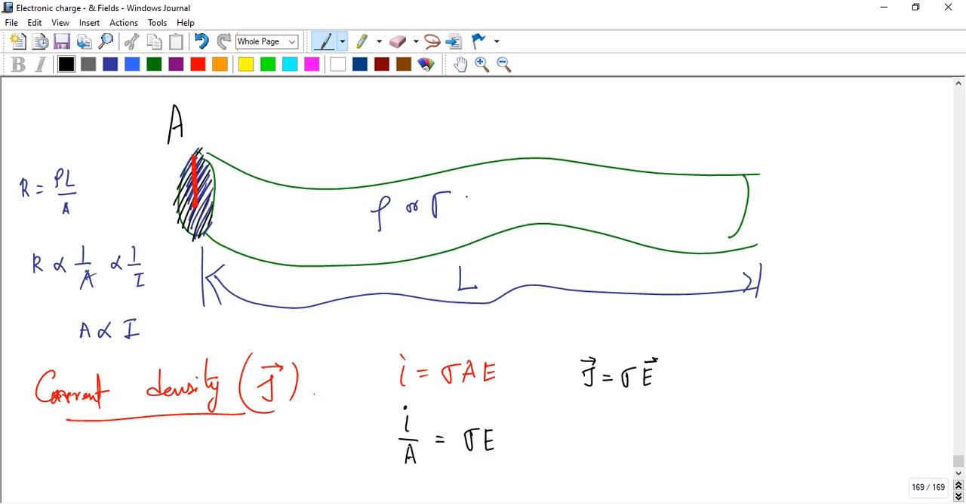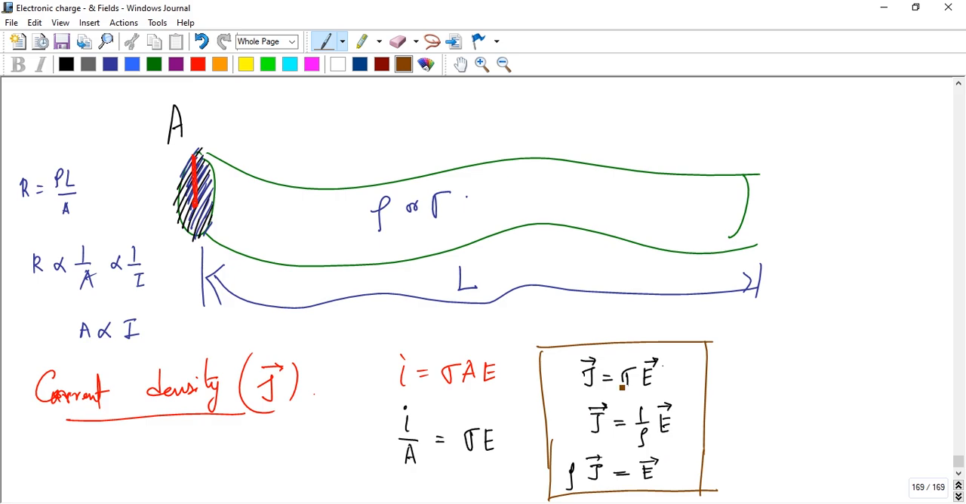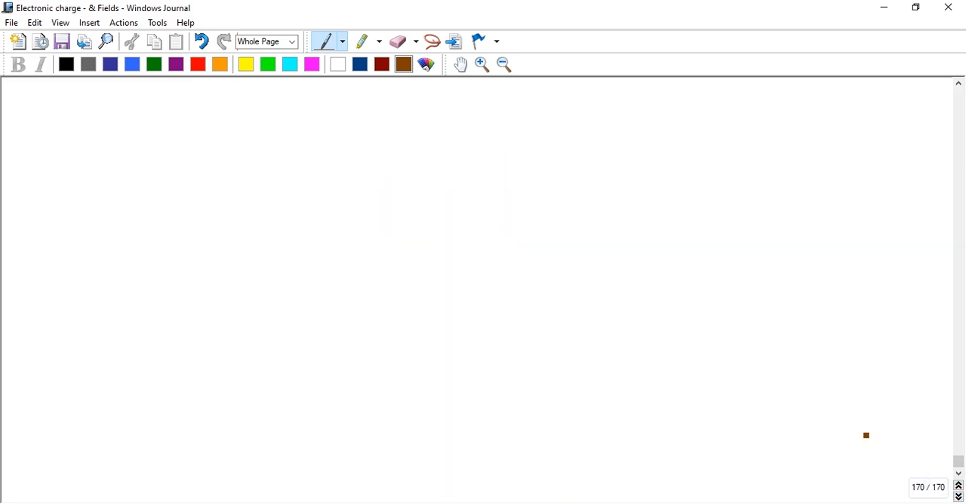The electric field is a vector, and sigma equals 1 by rho. So J equals 1 by rho times E. Finally we get, vectorially, rho J equals E. That's the expression of current density. Box that expression, it's very important in numerical solving and board exams.